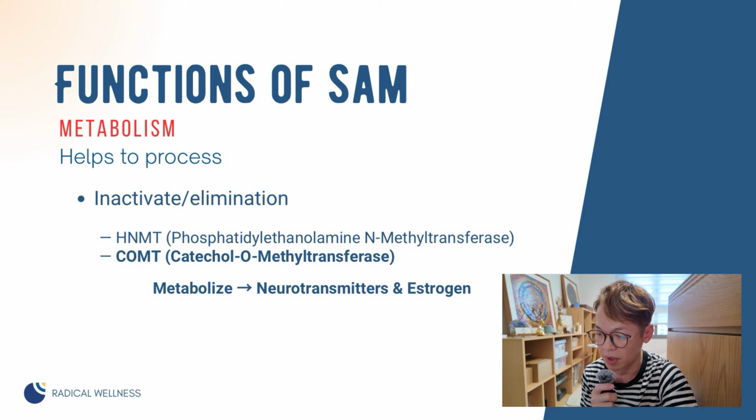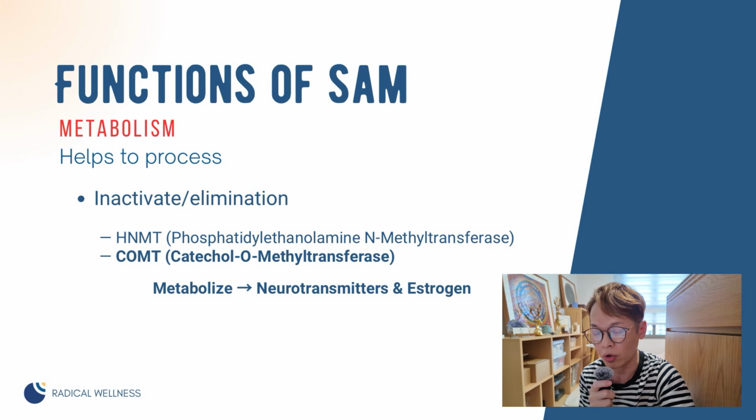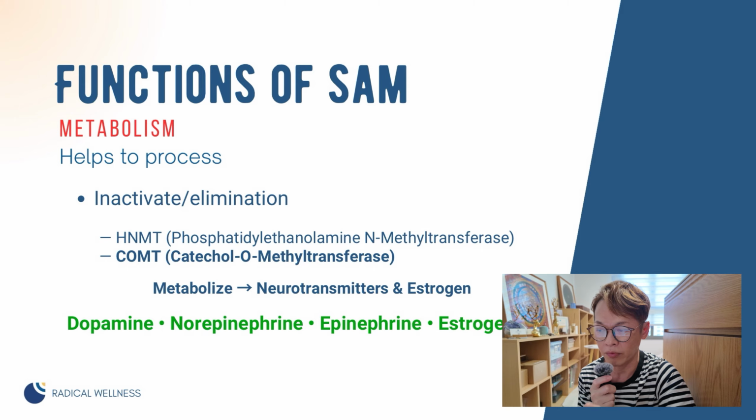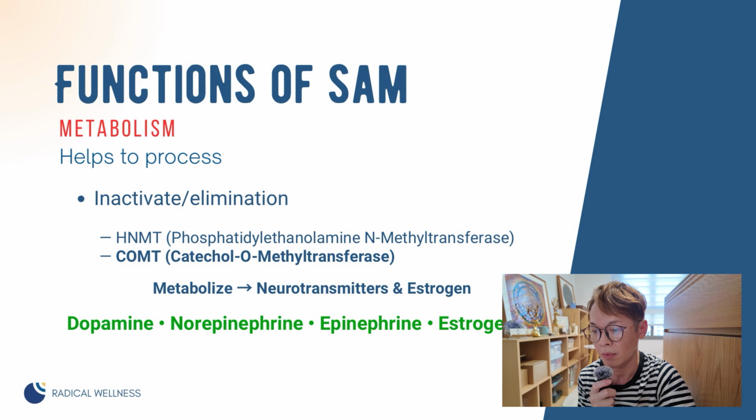Then you have COMT, which helps to metabolize catecholamines. This includes neurotransmitters and hormones like dopamine, norepinephrine, epinephrine, and estrogen. So when your COMT has a reduced ability to metabolize all these brain chemicals, then you will show high levels inside our body.